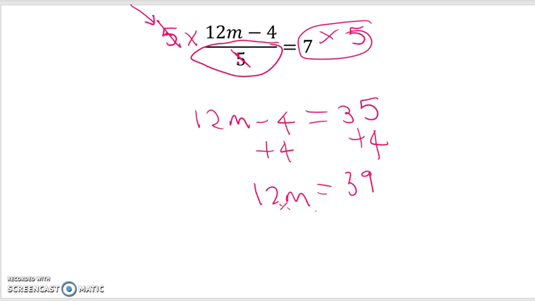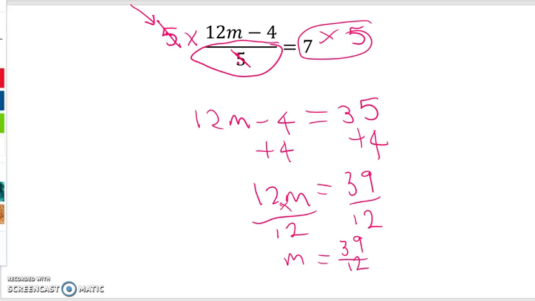Then I'll reverse the times by 12 by dividing by 12. And once again, I'm getting a fraction that will reduce. So if I go and divide the numerator and the denominator by 3, I'll get m equals 13 on, just squeeze it in, 13 over 4.